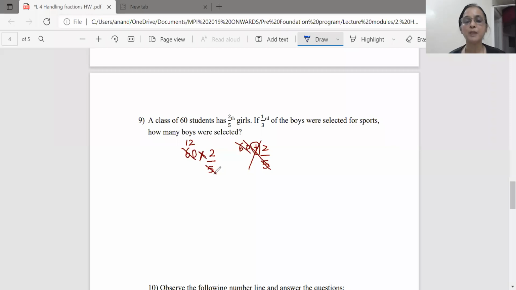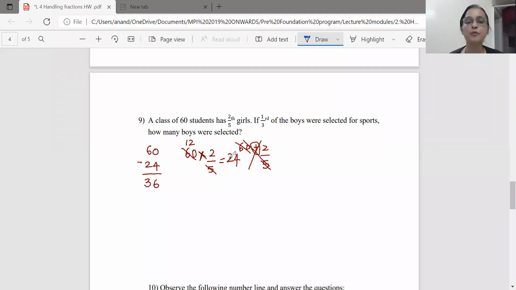So 60 into 2 upon 5: 5 ones are 5, 5 12s are 60, 12 twos are 24. So out of 60, there are 24 girls. So there will be 60 minus 24, that is 36 boys. This is one way you can find, because finally we want to find the number of boys, no? So from this information of how many girls, I will have to first find how many boys.